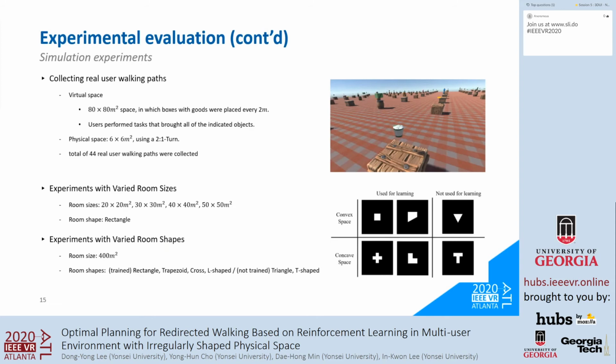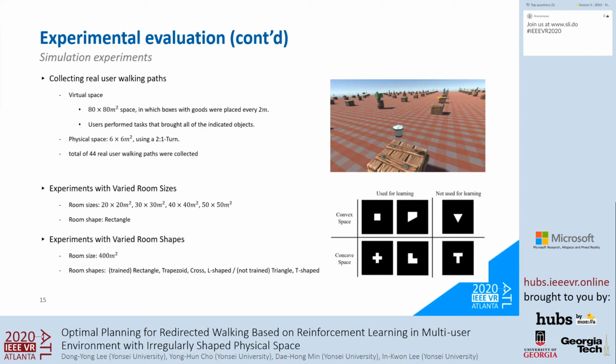We also conducted a simulation experiment. For the simulation experiment, we collected the virtual walking paths of real users. In a virtual space of 80 by 80 square meters, items were placed every 2 meters. And after instructing the users to pick up all these items, the paths of the users were collected. At this time, the physical space was 6 by 6 square meters, but the limit of space was solved using 2 to 1 turn. A total of 44 real user walking paths were collected.